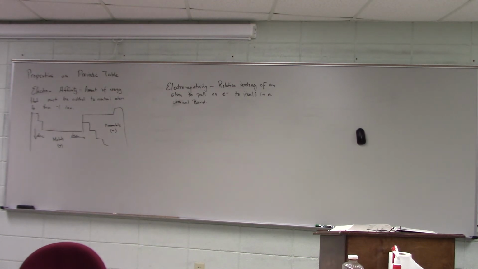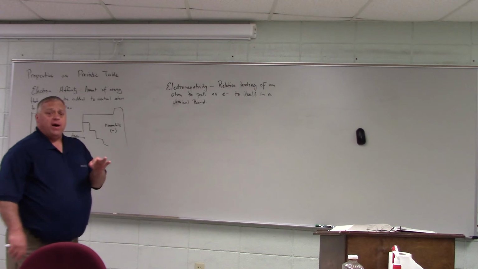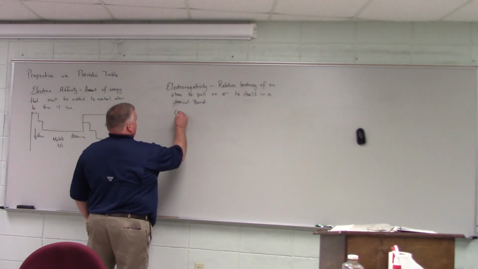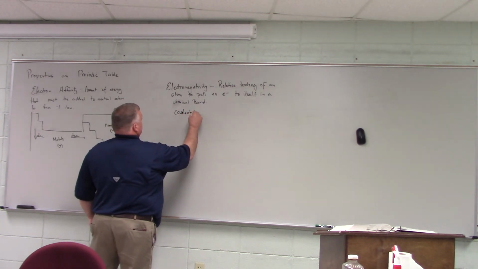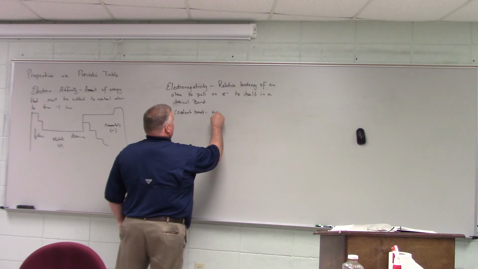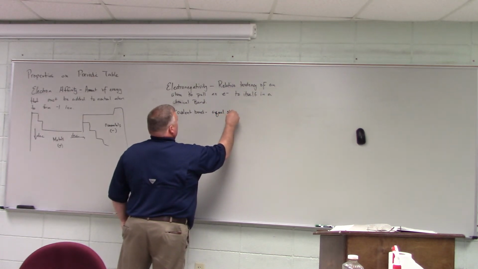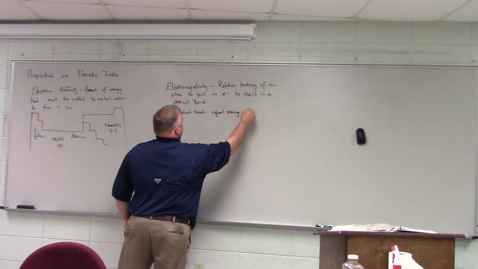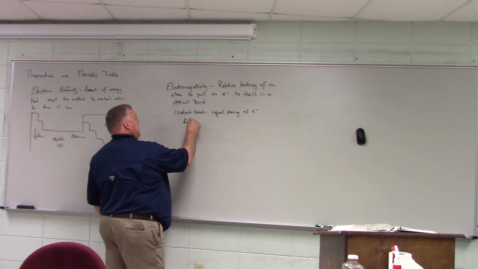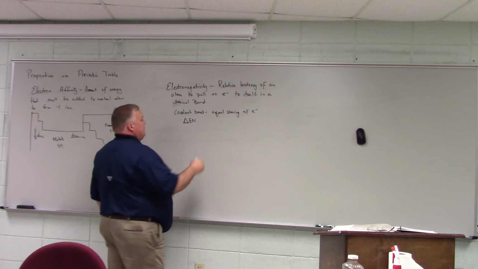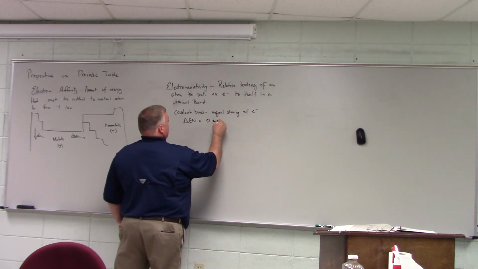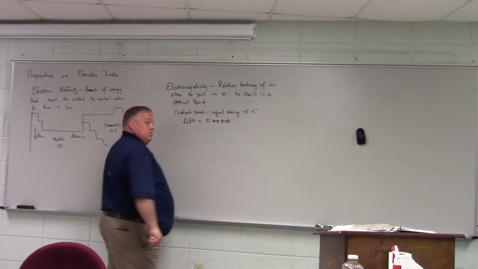Now, there are 3 types of bonds. There's a covalent bond. In a covalent bond, we have equal sharing of electrons. Okay? So we have a difference in electronegativity between 2 atoms in a bond somewhere between 0 and 0.05. Okay?